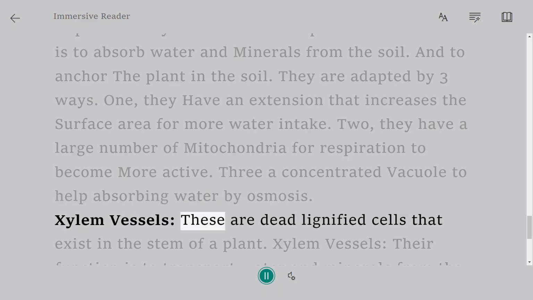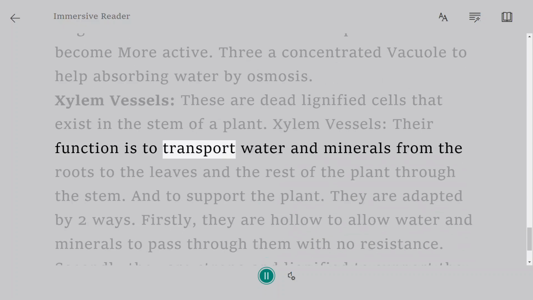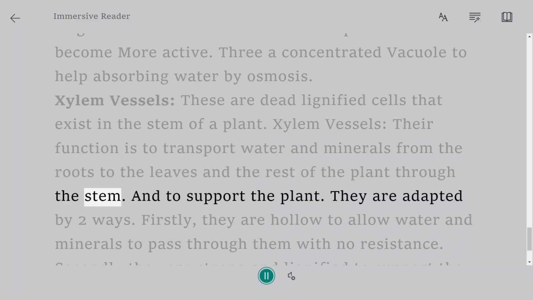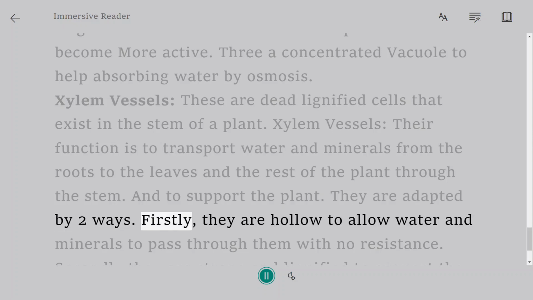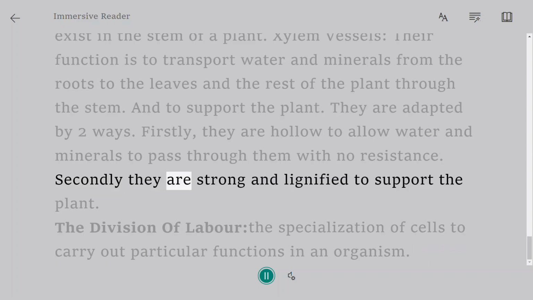Xylem vessels. These are dead lignified cells that exist in the stem of a plant. Their function is to transport water and minerals from the roots to the leaves and the rest of the plant through the stem, and to support the plant. They are adapted in 2 ways. Firstly, they are hollow to allow water and minerals to pass through them with no resistance. Secondly, they are strong and lignified to support the plant.